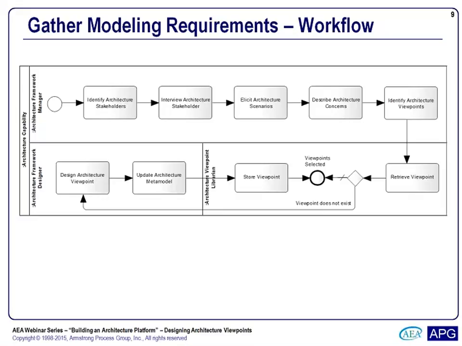But before we just go ahead and decide that we're going to build one, we should maybe check with the librarian real quick. So the idea here is that we want to retrieve the viewpoint in case it possibly exists. If it does, then we're done with this workflow, no more to do. But if the viewpoint does not exist, then we need to go over to the framework designer, who designs the architecture viewpoint, updates the architecture metamodel, and then stores that viewpoint in the viewpoint library for future retrieval.